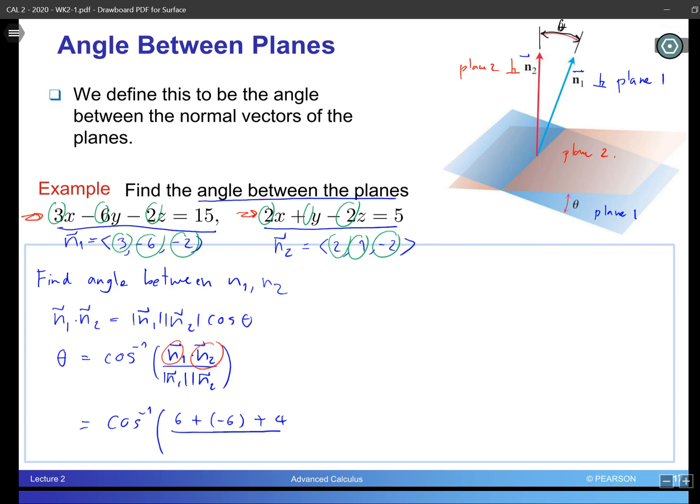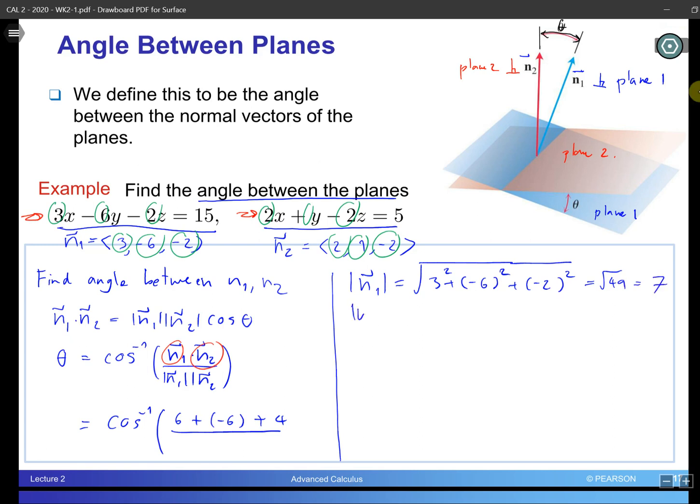Size of n1 and n2. Vector n1 absolute is going to be equal to 3 squared plus minus 6 squared plus minus 2 squared. Alright, so we have 9, 36 and 4. Once you add them, it becomes square root of 49. A good number because it comes out to be exactly 7.